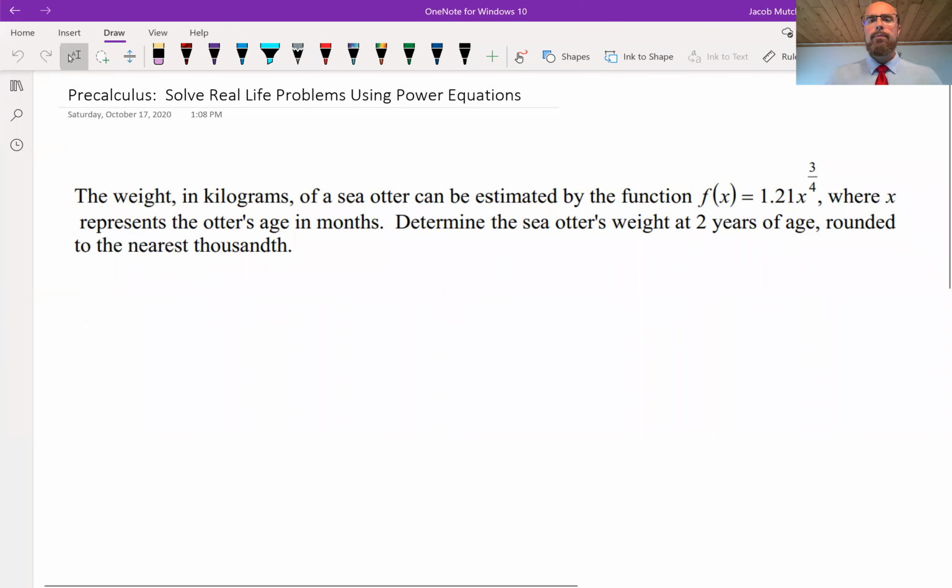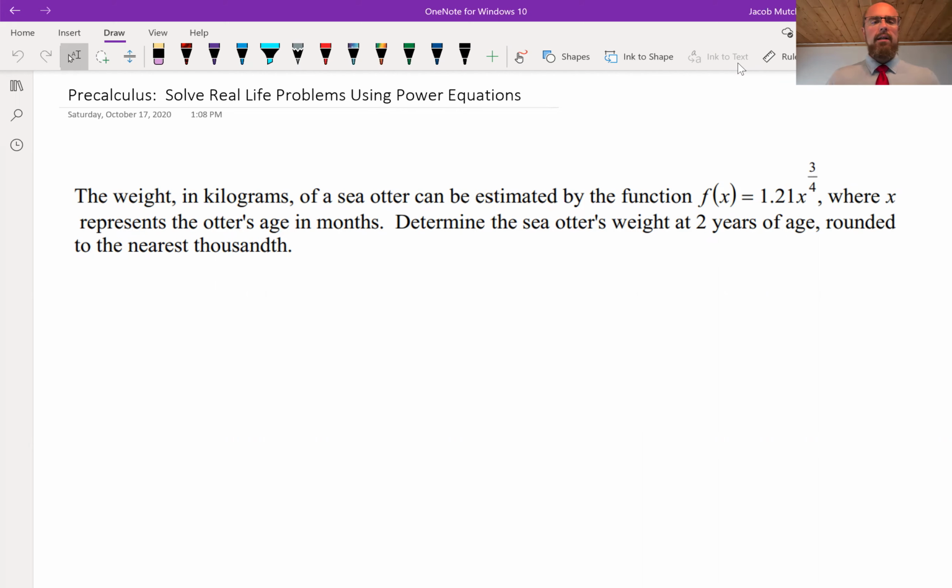Welcome to Pre-Calculus. Today we will investigate solving real-life problems using power equations, focusing on how evaluating given a certain domain value or solving given a certain range value compare as different math processes. Let's take a look at our first example.